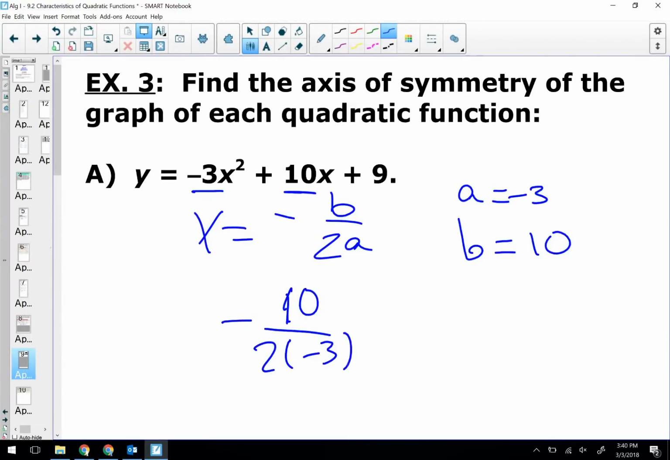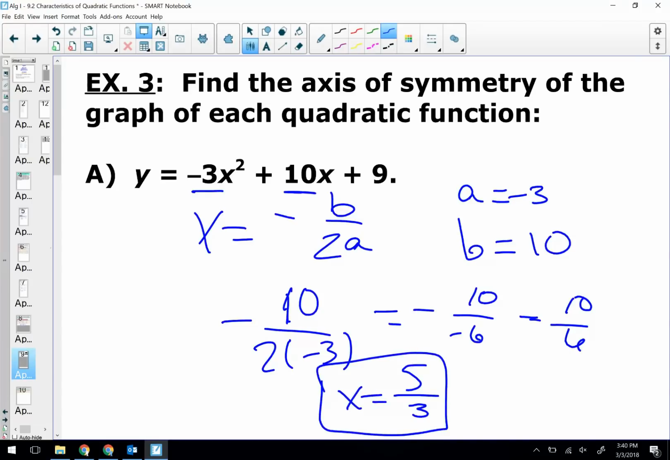Now you can just go straight away to say negative 6 if you'd like, but double negatives cancel each other out. I've got 10/6, which just reduces down to 5/3, and I'll leave it as a fraction. But make sure you have x equals. Okay, so there it is. So this line of symmetry is around 1.67, 1.7.